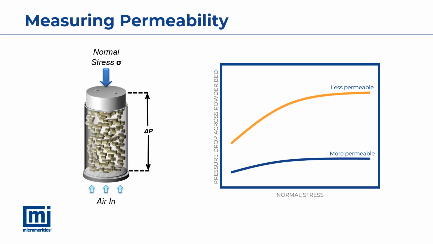Finally, the permeability of the samples was measured by passing air through each powder under increasing compressive stress. As the resistance to airflow is what's being measured, powders exhibiting high pressure drop values are considered less permeable, while samples with low pressure drops are considered more permeable, allowing any trapped air to escape during the die filling process.